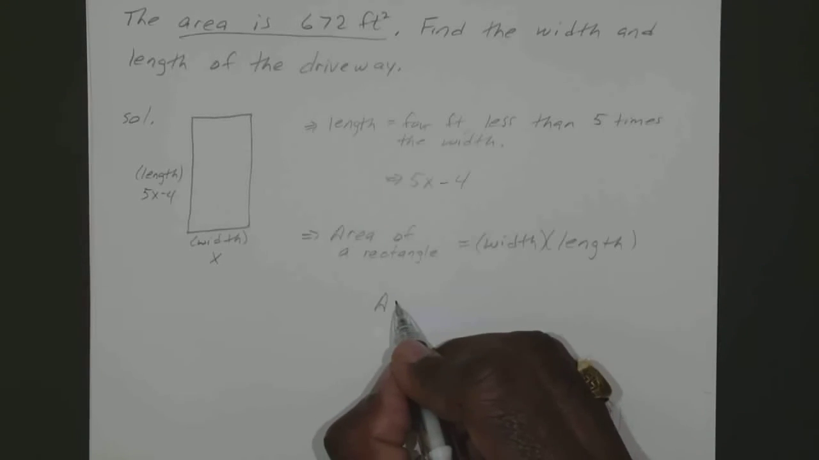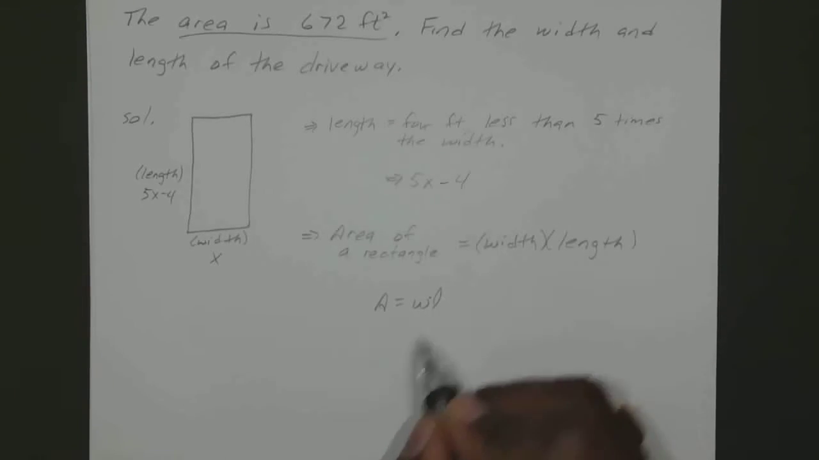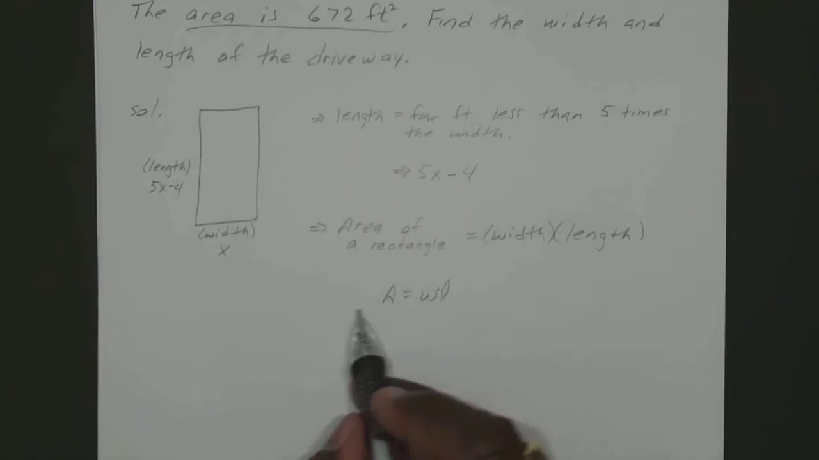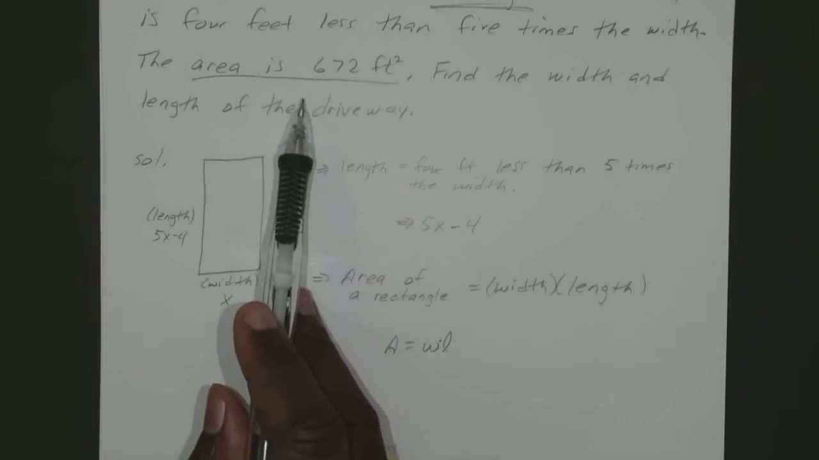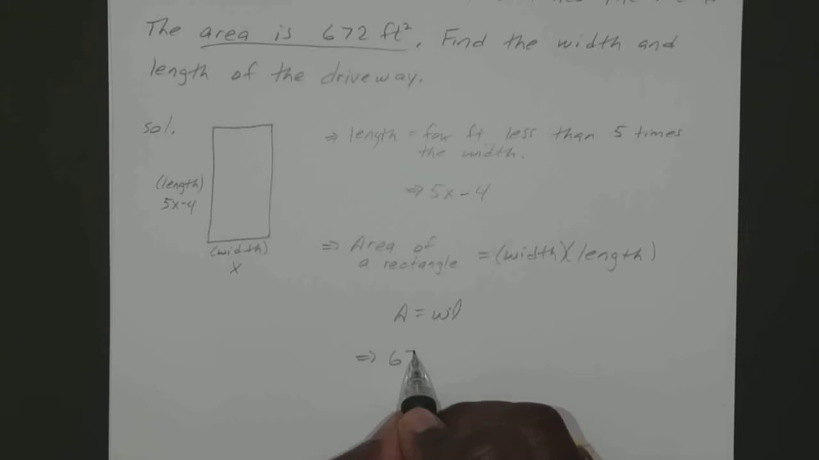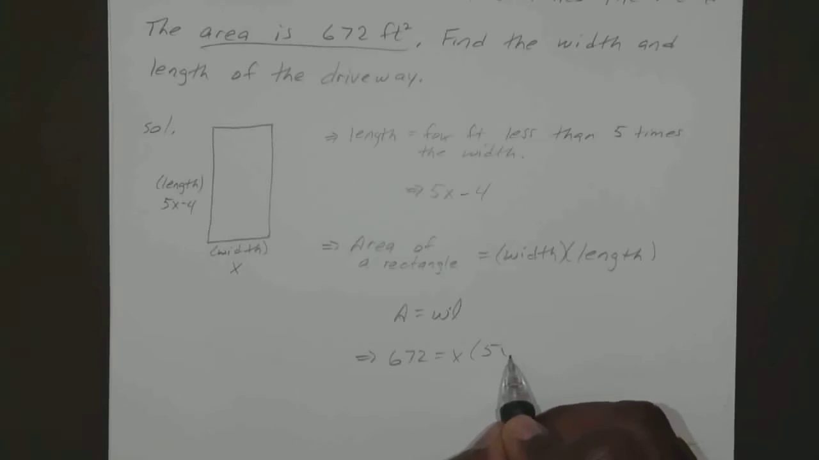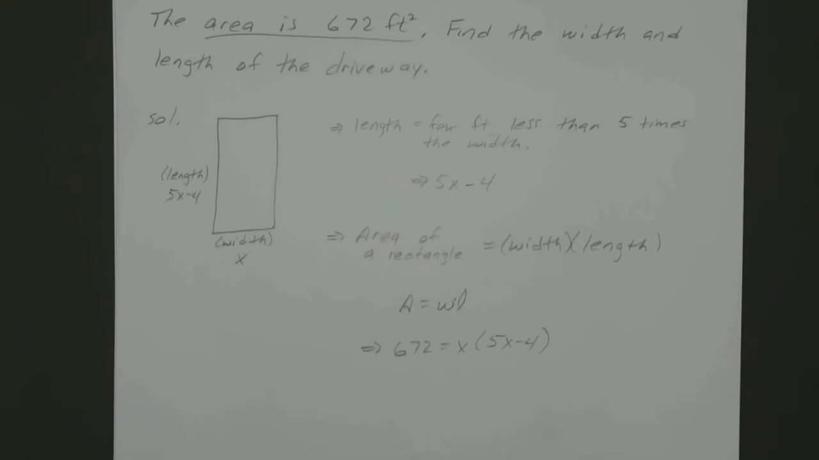Or you can just use the formula A equals width times length. Since we know the width, we know the length, and we know the area, we can just make that 672 equals x times 5x minus 4.